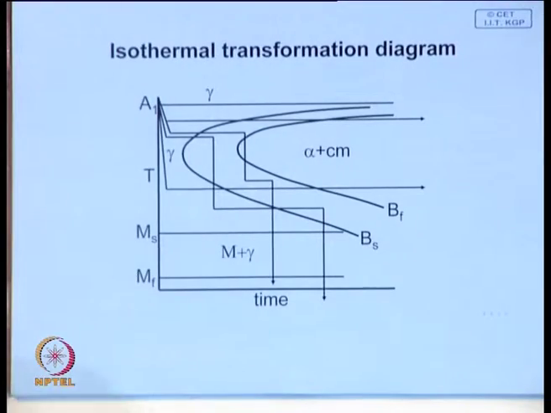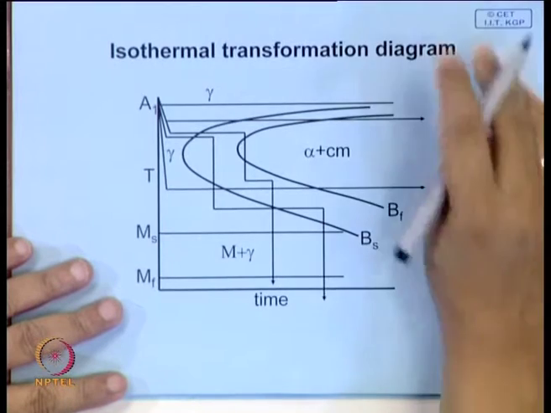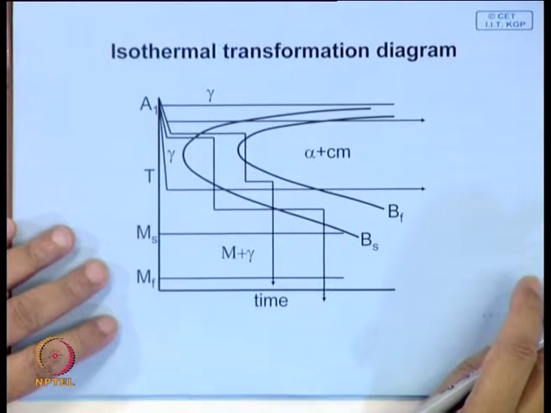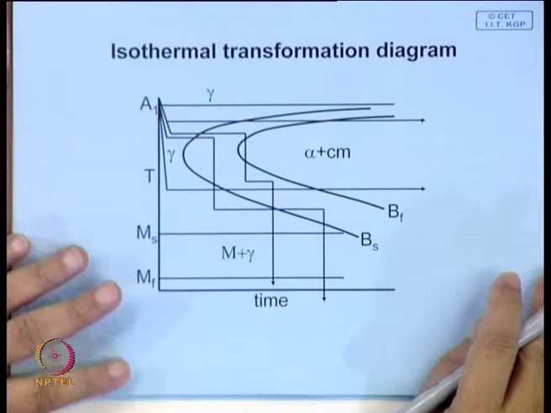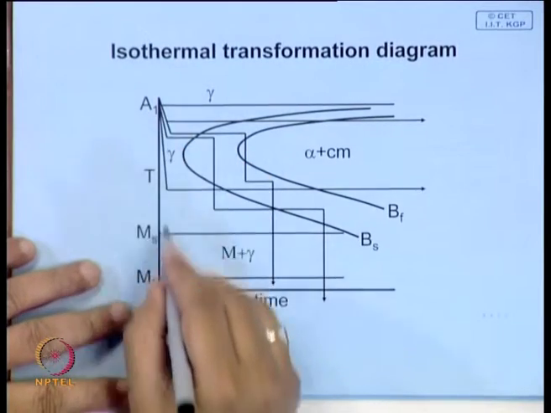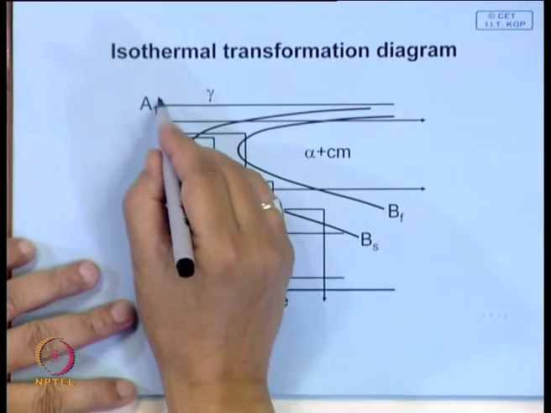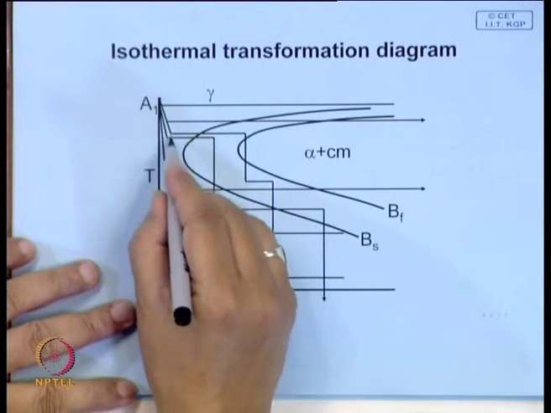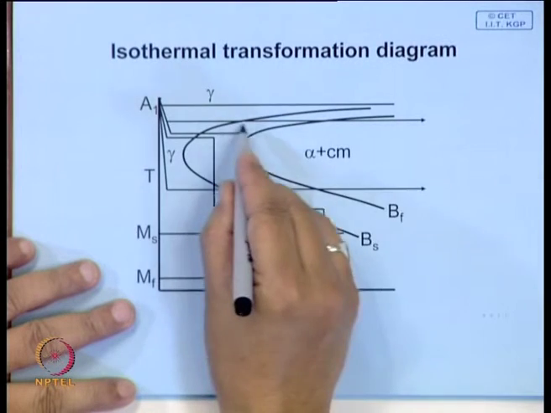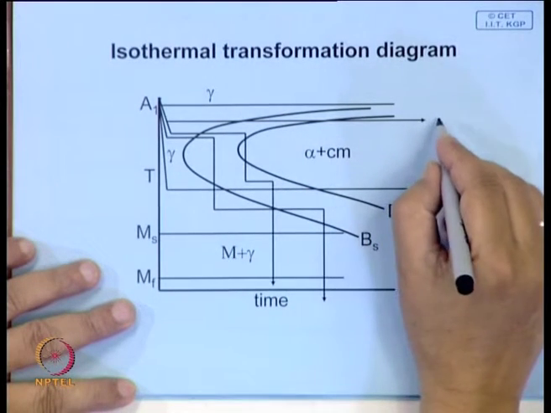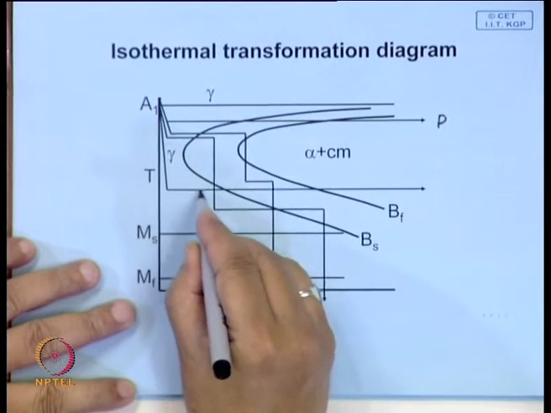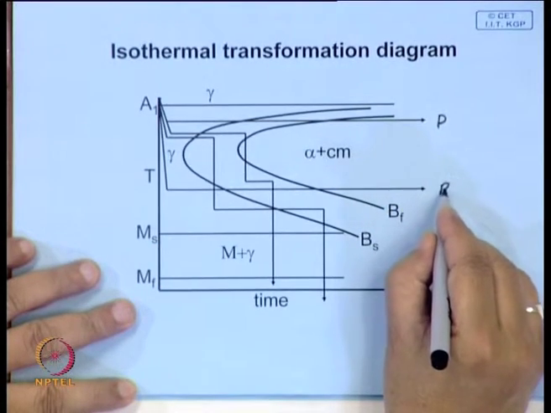and we also saw that it is possible to design an isothermal heat treatment process by which you can get different mixtures of structure. Suppose you heat this particular steel to the austenitic region, quench it to a bath, maintain it at this temperature, and allow it to transform completely. Here you get a pearlitic structure. If you allow it to transform at this temperature, you get a bainitic structure.